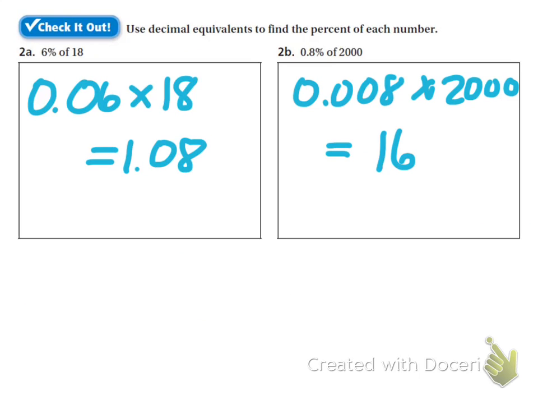Okay, let's check your answers. You should have moved your decimal place 2 places to the left, and this made it 0.06 times 18, which is 1.08. Move your decimal place 2 places to the left. We have 0.008 times 2000 is 16.